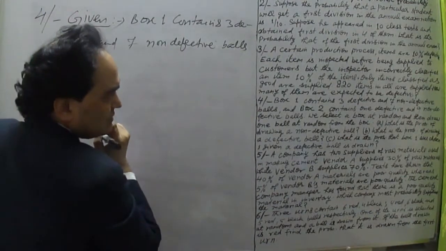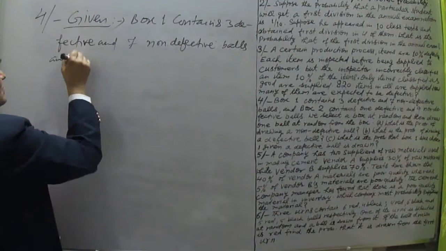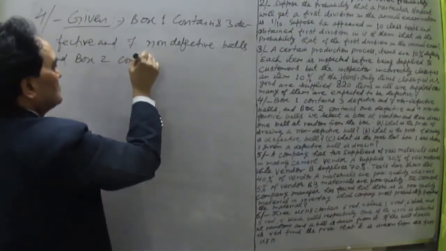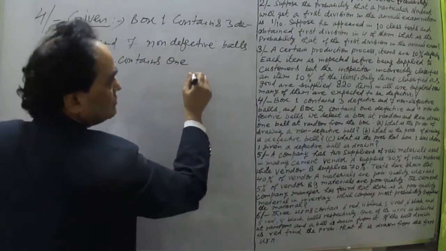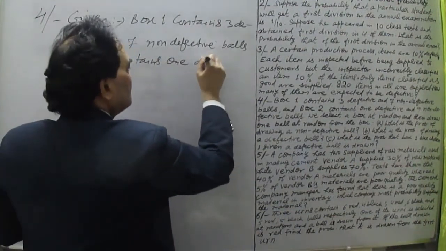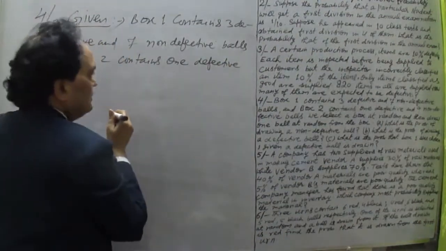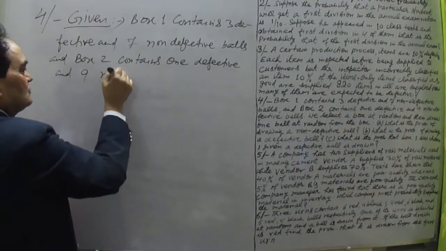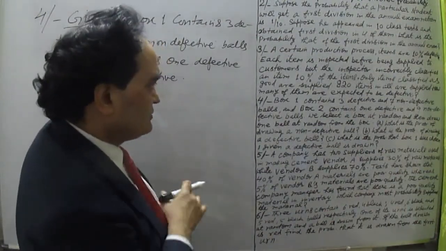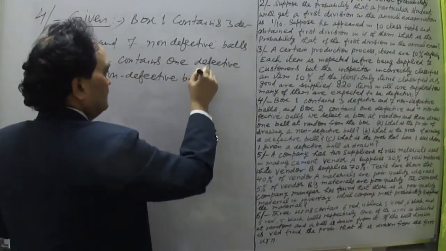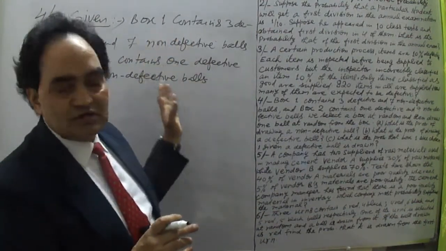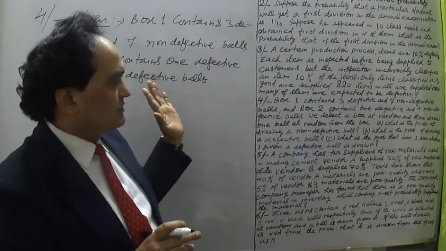Then, let me take box 2. Box 2 contains 1 defective and 9 non-defective balls. These are the 2 boxes, defined in this way. The first box has 3 defective and 7 non-defective; the second box has 1 defective and 9 non-defective balls inside it.